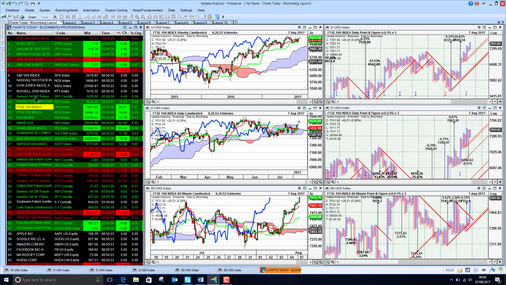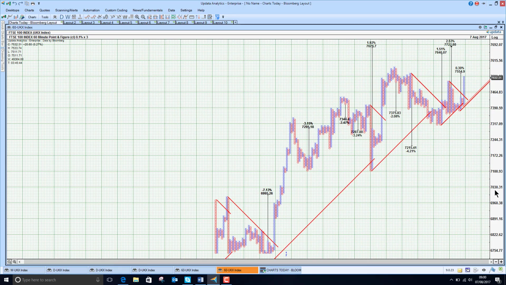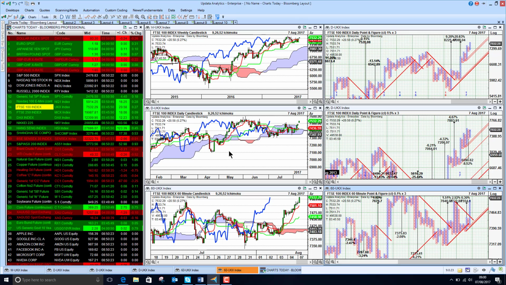The FTSE 100 index is up this morning, bullish above the cloud, looking better than it has been. And if we look at the short-term charts here, we see we do have upside targets of 2%, 1.5%, 2%, a few upside targets suggesting that FTSE will go higher. That weaker sterling against the dollar just helping a bit there as well.